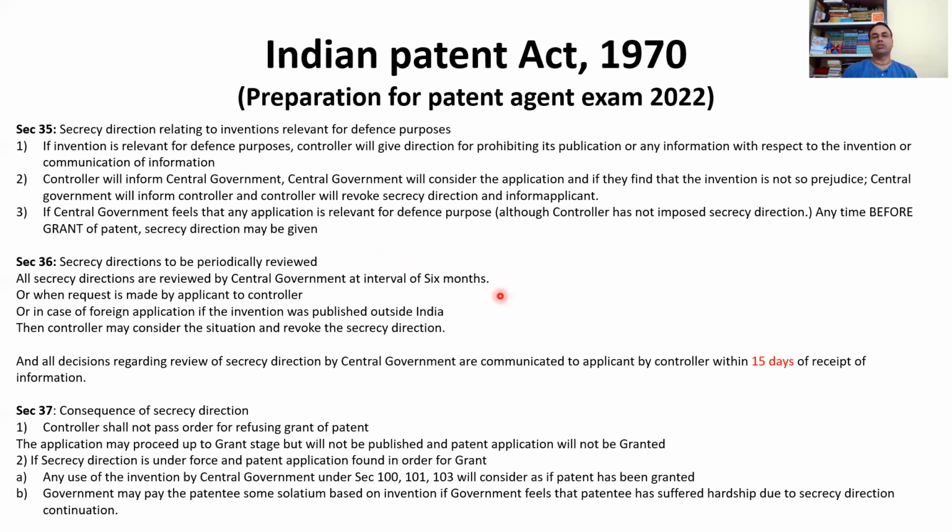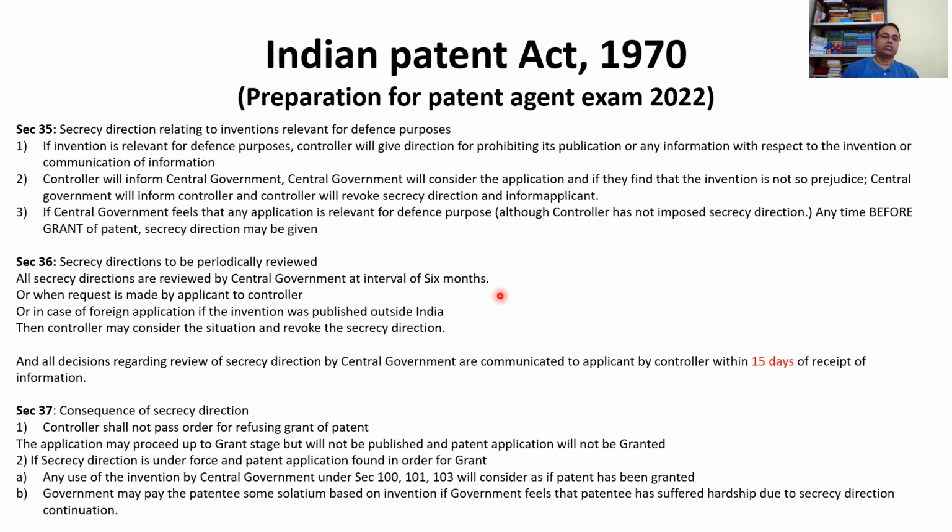At what interval does the central government review the secrecy direction? 9 months, 12 months, 3 months, or 6 months. The answer is 6 months. At the end of the 6 months, they will review the secrecy direction. Within how many days should the controller inform the applicant? 30 days, 7 days, 21 days, or 15 days. The answer is 15 days. So these are the questions asked in paper 1 and paper 2.